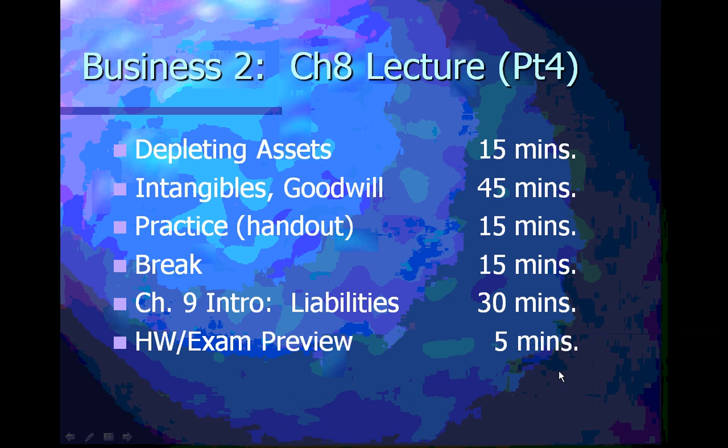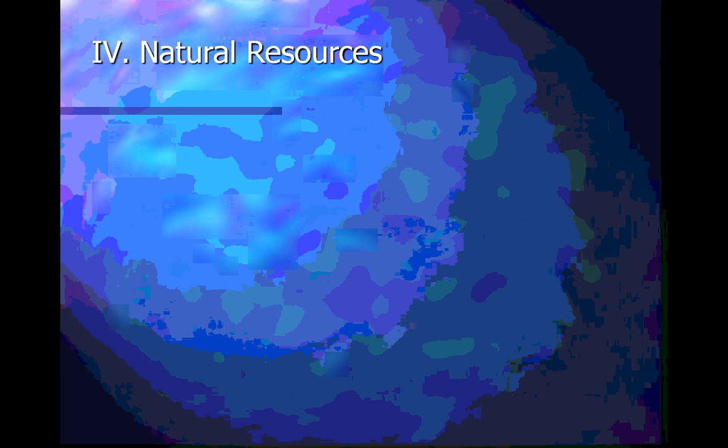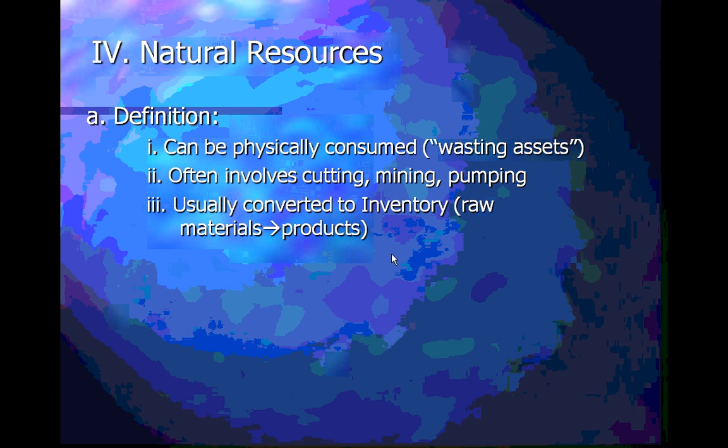Okay, we're going to try to finish up chapter 8 here on fixed assets and depreciation. And the last couple things we're going to talk about are natural resources. Natural resources are defined as something that's physically consumed. In other words, they can be wasting assets. And this normally involves things like lumber.